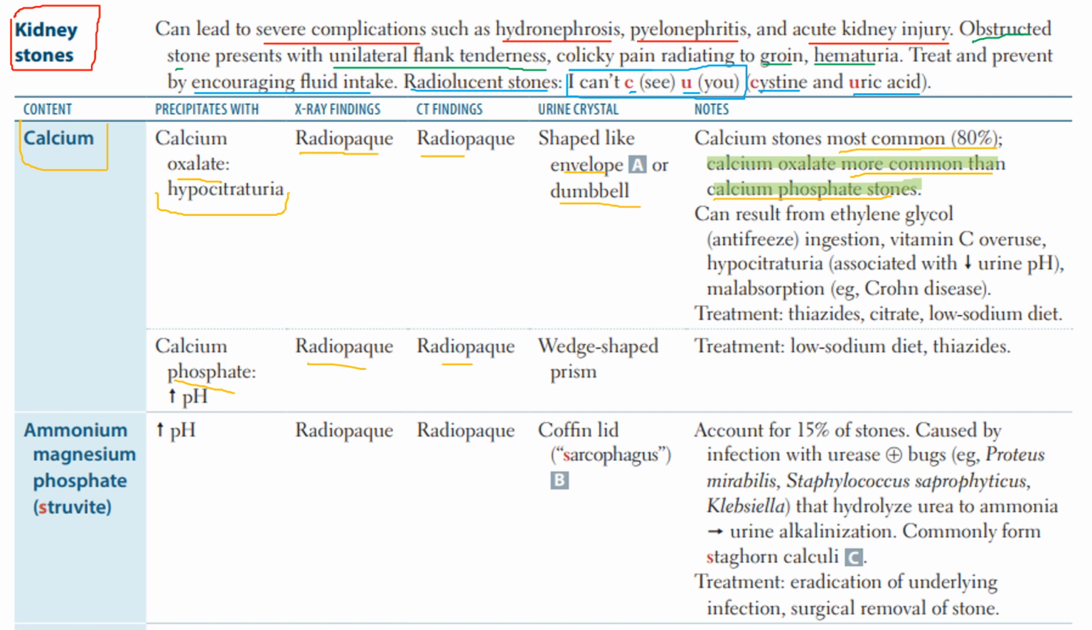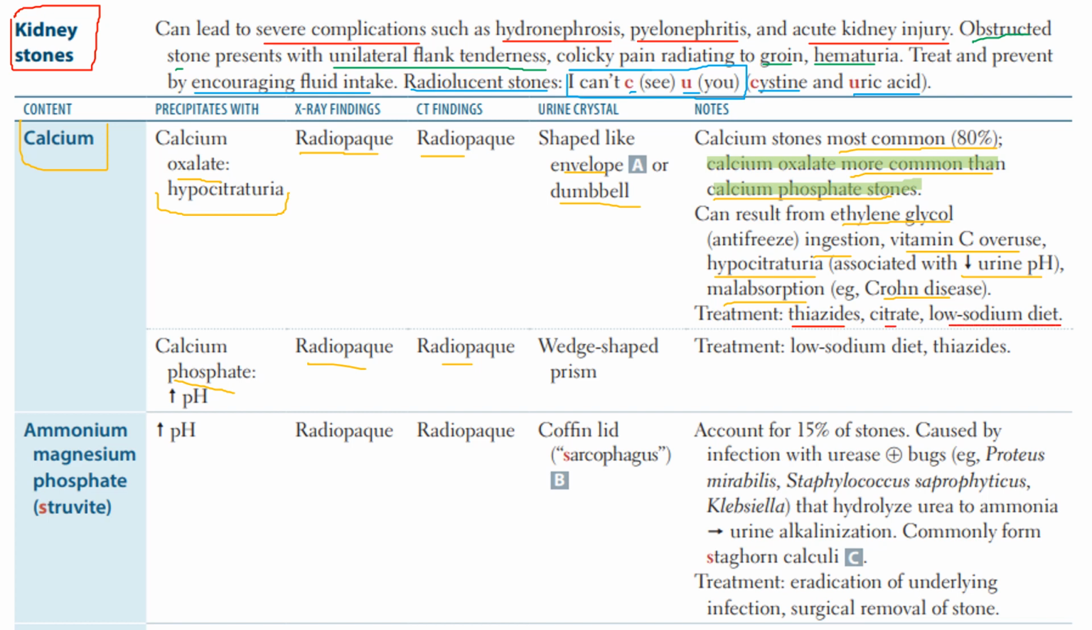Calcium oxalate stones can result from ethylene glycol ingestion, vitamin C overuse, and hypocitraturia associated with decreased urine pH, and malabsorption, for example Crohn's disease. Its treatment includes thiazides, citrates, and a low sodium diet.